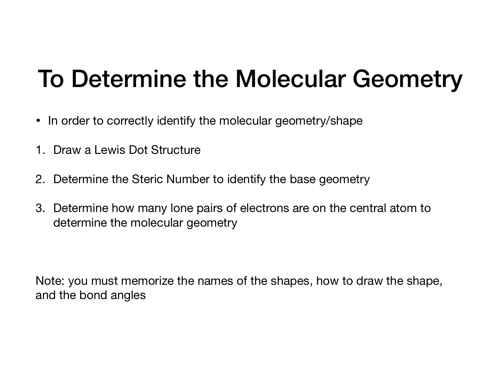So to determine the molecular geometry, first you're going to draw a Lewis dot structure. An accurate Lewis dot structure is going to allow you to determine the base geometry and the molecular shape. From your Lewis dot structure, you will count the number of things, whether it is lone pairs or atoms, connected to the central atom. This will identify the base geometry. Your options are 2, 3, 4, 5, and 6. Once you do that, you can figure out how many lone pairs are on the central atom to determine the molecular geometry.